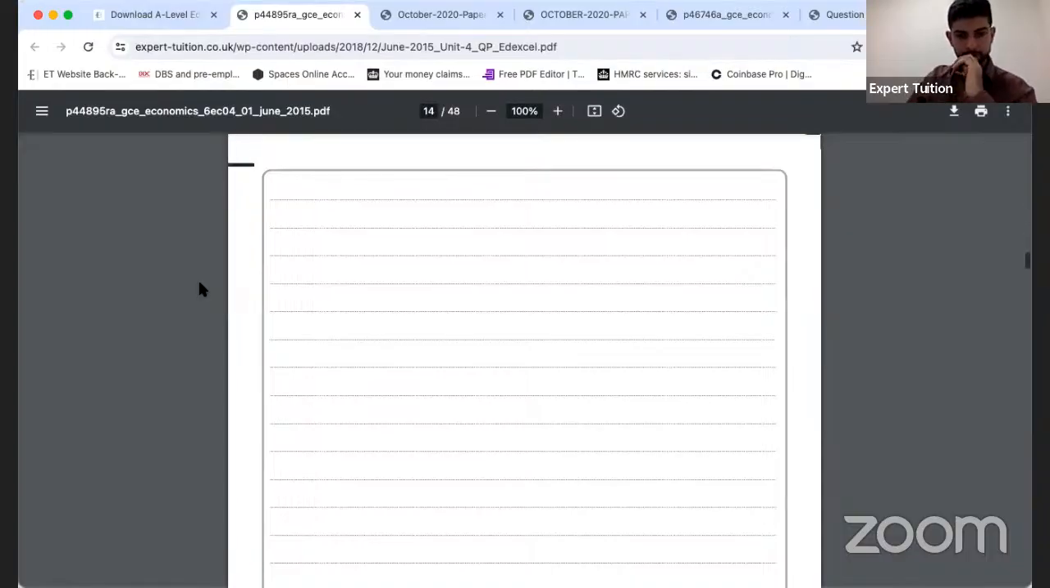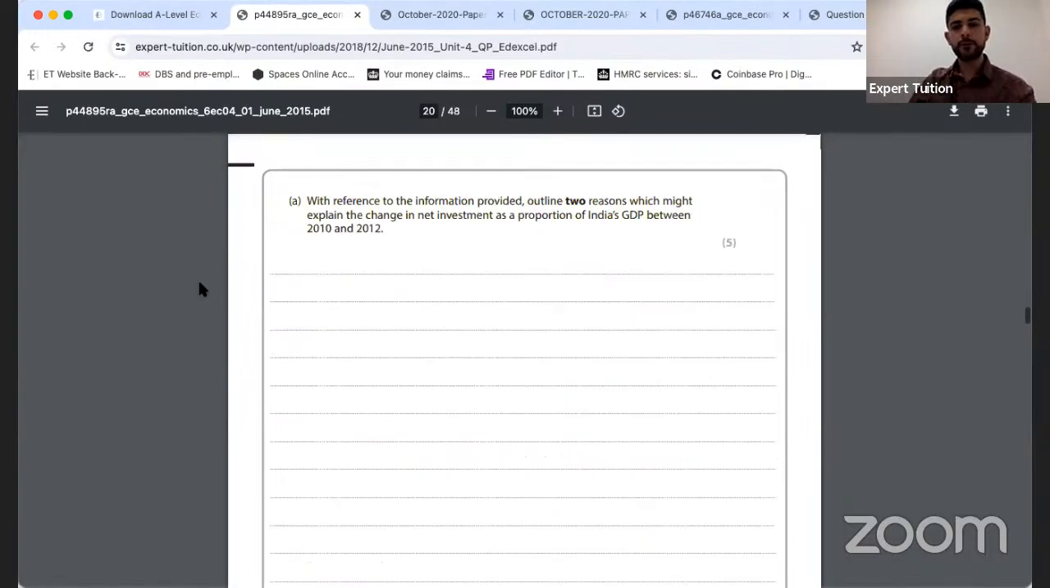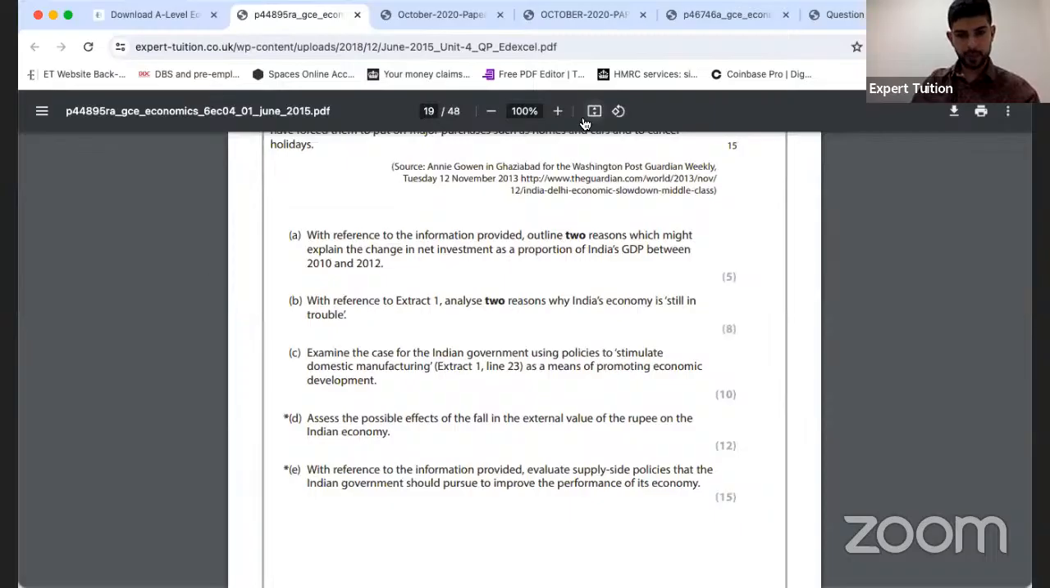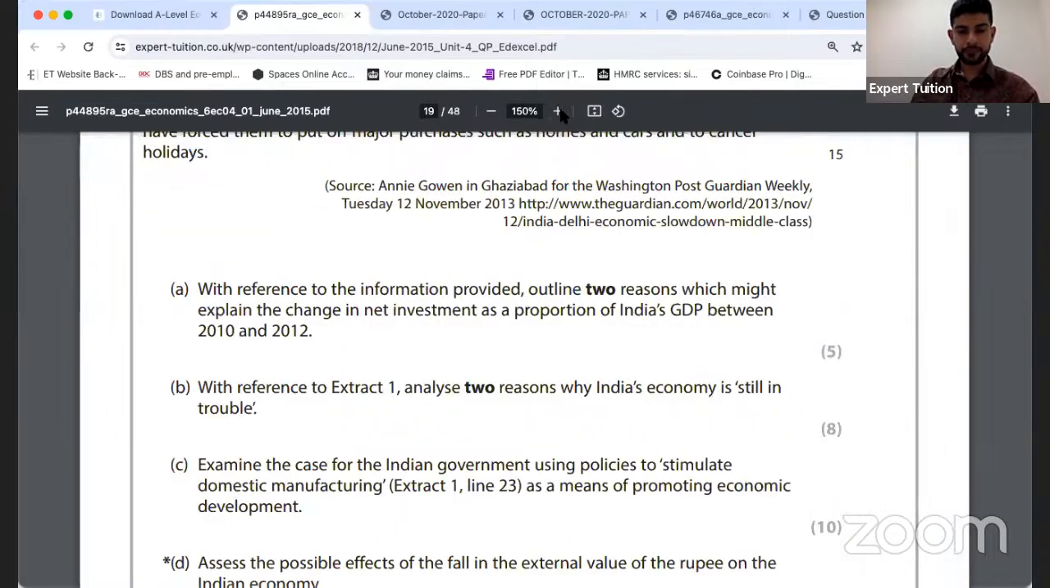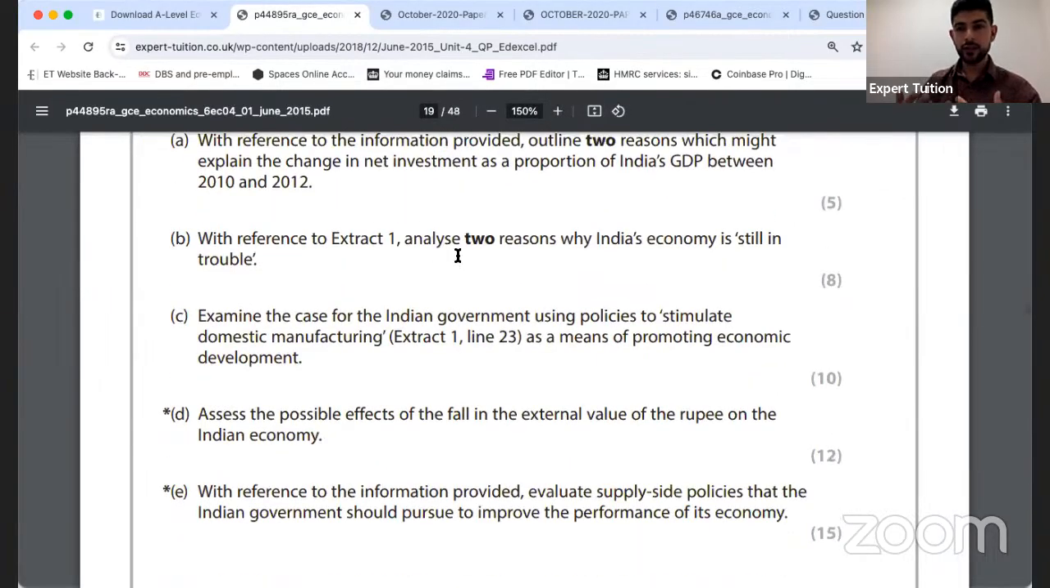June 2015. Question 4D. If you get this in your exam, I need you to thank whatever deity you believe in, and just, you're so lucky if this comes up. This is the best question that can come up for me. If they ask about exchange rates and the impact of a currency depreciating, appreciating, revaluing, or devaluing, any of them, yeah? This is your go-to analysis.